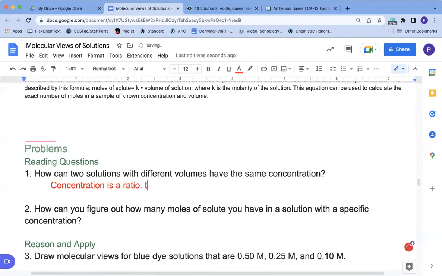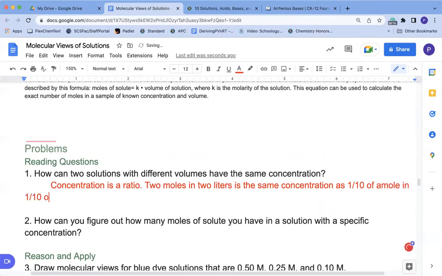For example, 2 moles in 2 liters is the same concentration as 1/10 of a mole in 1/10 of a liter. By the way, both of these would be considered 1 molar solutions. It doesn't matter how many moles, and it does not matter how many liters. What is key is the ratio.